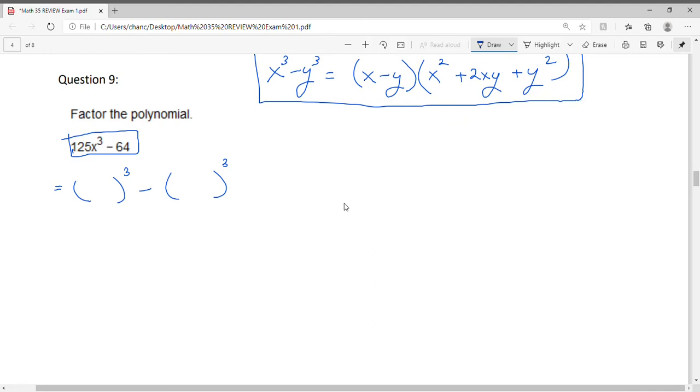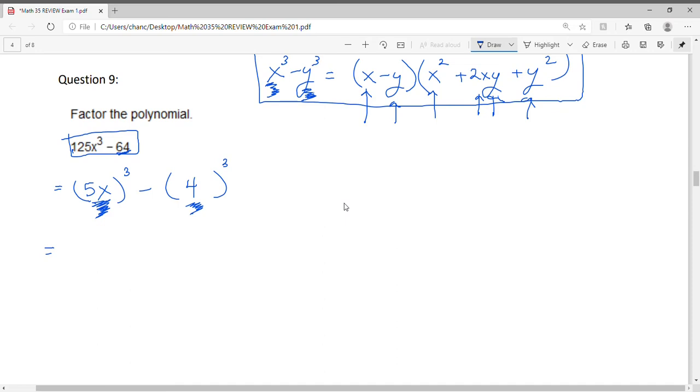So what cubed gives us 125? That's 5. And we'll need an x to get the x cubed. What cube gives us negative 64? So I know this is going to have to be a 4. 4 cubed gives us that 64 back. So this tells me what my x is. The x is the 5x. The y is the 4. So we'll just plug everything into the formula and we will get our solution.